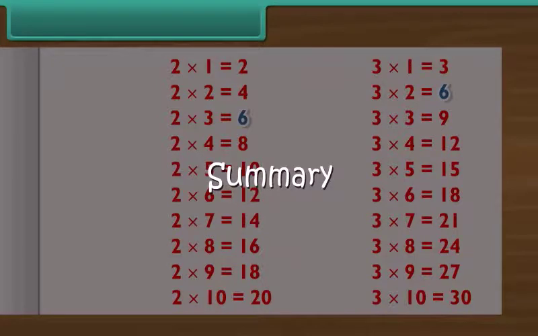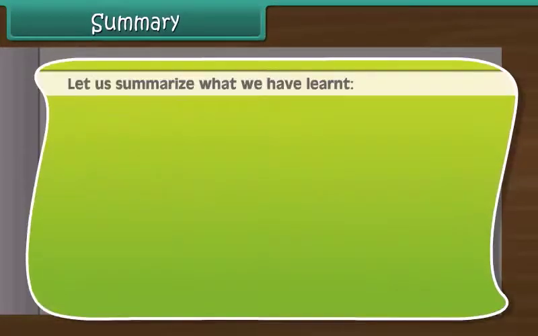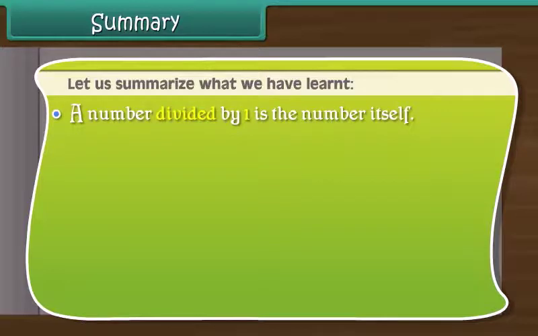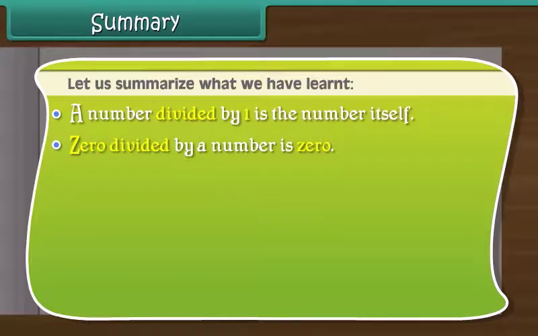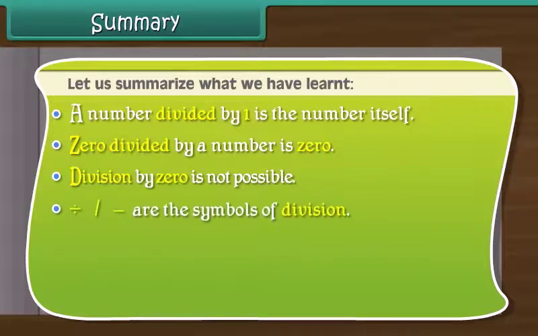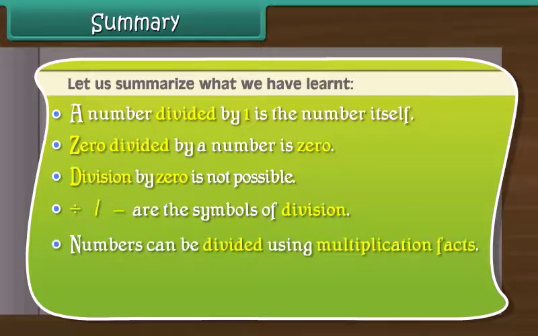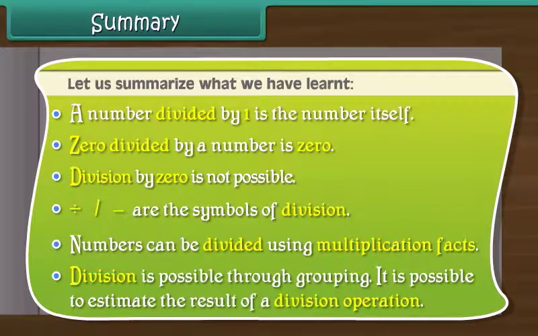Summary. Let us summarize what we have learned. A number divided by 1 is the number itself. 0 divided by a number is 0. Division by 0 is not possible. These are the symbols of division. Numbers can be divided using multiplication facts. Division is possible through grouping. It is possible to estimate the result of a division operation.